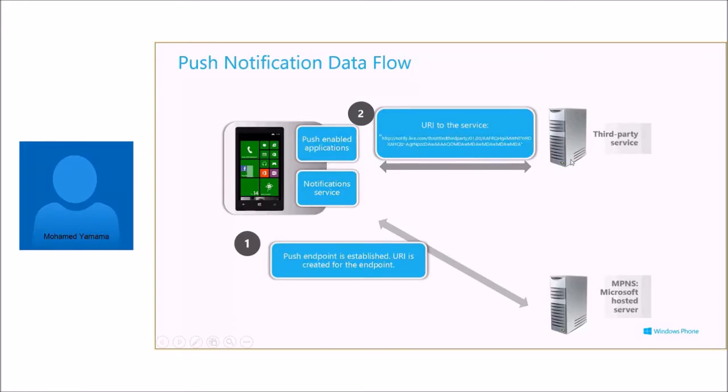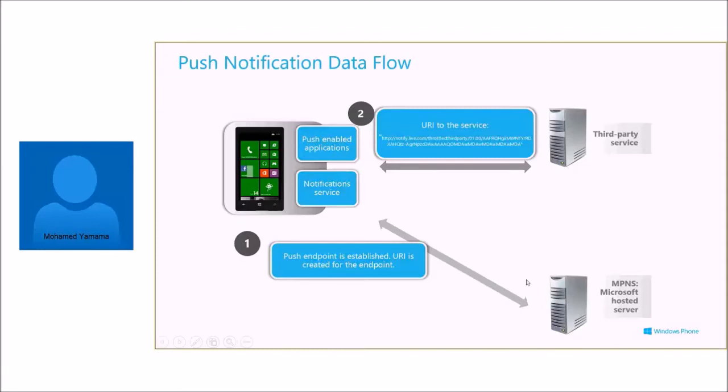So for example, if you're running a weather application, first you run your application, and then you send a request to the Microsoft push notification service, the MPNS, asking that server to give you a URI so that you can get the notifications you need through that address.